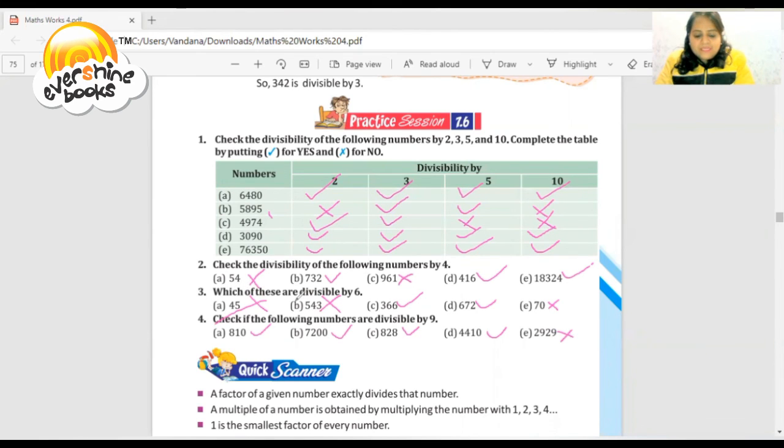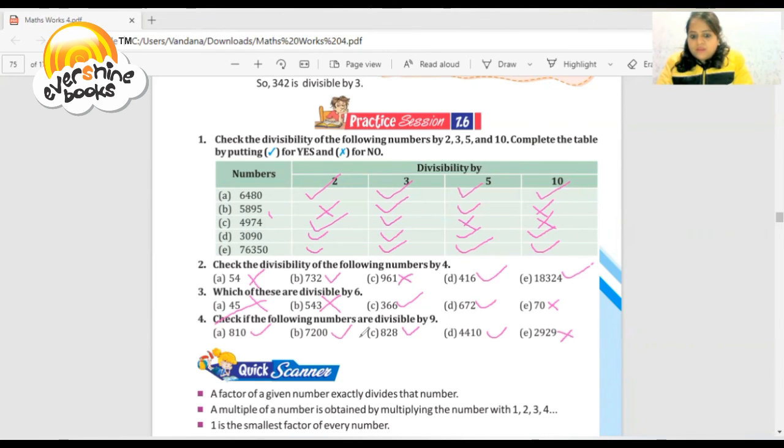Which of these are divisible by 6? You have to check. These numbers should be divisible by both 2 and 3. So 45 is divisible by 3 but not by 2, so cross this number. 543 is not divisible by 2, so you have to cross this number. 366 is fully divisible by 2 and 3 also, so you have to take this. 672 is also fully divisible by 3 and 2 both.